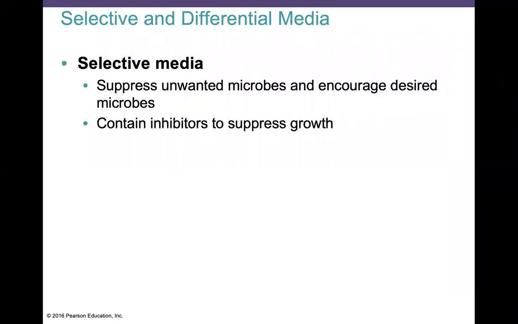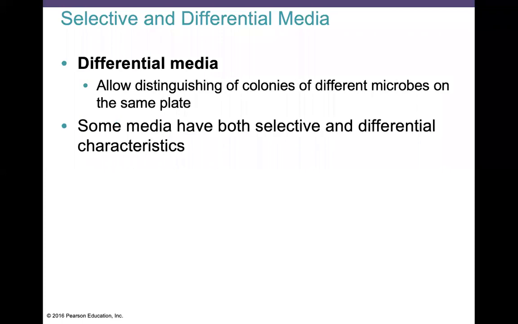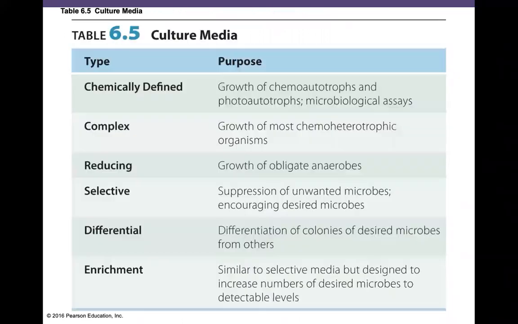Different types of media, again, we kind of went over this in chapter 3. Selective media will suppress unwanted microbes and encourage desired microbes to grow. It can contain inhibitors to suppress growth. Differential media allows you to distinguish between one organism versus another. Some media have both selective and differential characteristics.